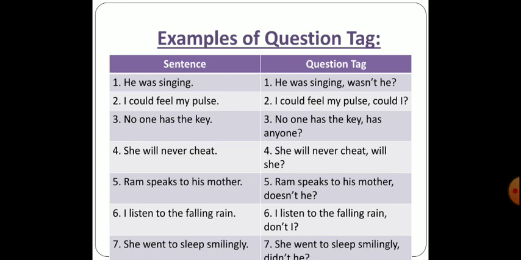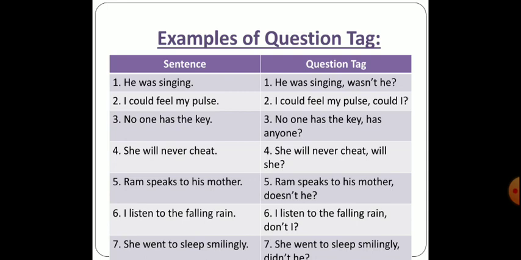"She will never cheat." So the question tag would be, "She will never cheat, will she?" Why is it positive? Because "never" is used. Never indicates a negation, so the question tag would be positive. Next one is, "Ram speaks to his mother." So the sentence would be, "Ram speaks to his mother, doesn't he?" The sentence is affirmative, so you will be changing it into negative. The next one is, "I listen to the falling rain." So the question tag would be, "I listen to the falling rain, don't I?"